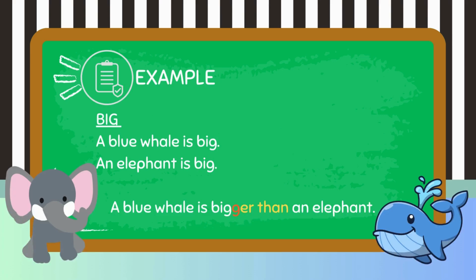Let's look at this example. We have a blue whale and an elephant. The adjective used to describe these animals is big. A blue whale is big. An elephant is big. When we compare between these two animals, we say a blue whale is bigger than an elephant.